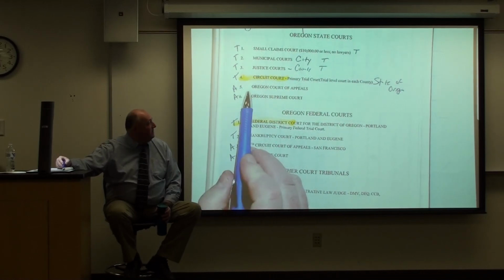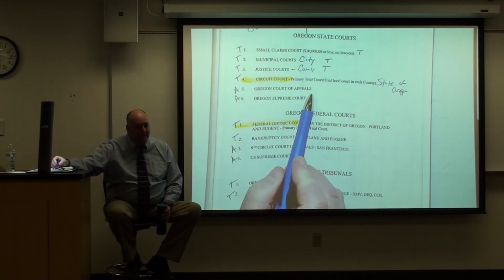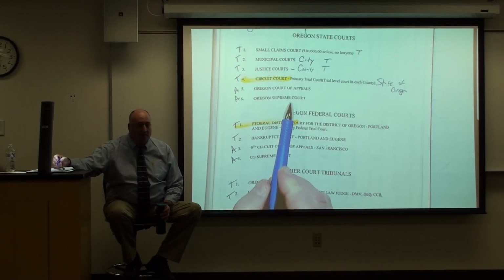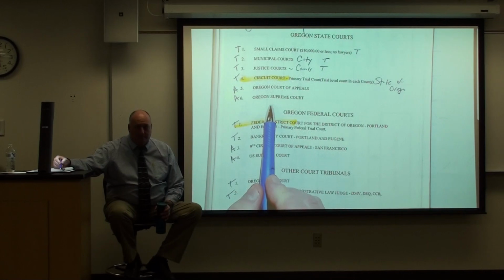From there, our first level of appeal is the Oregon Court of Appeals in Salem. That's an appellate court. And then the highest level court we have in Oregon is the Oregon Supreme Court.